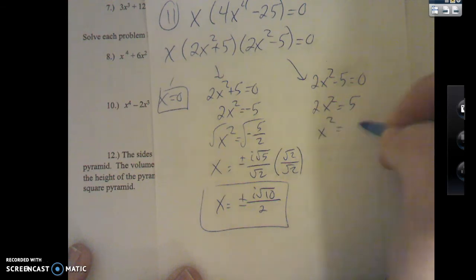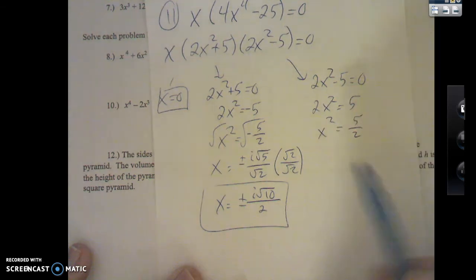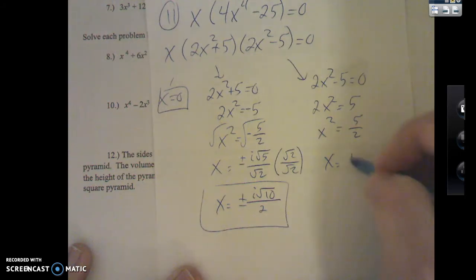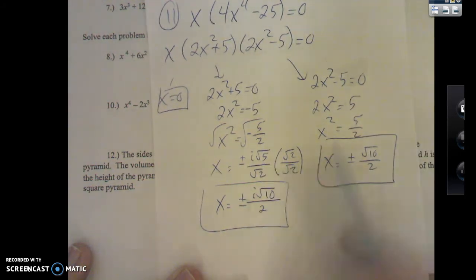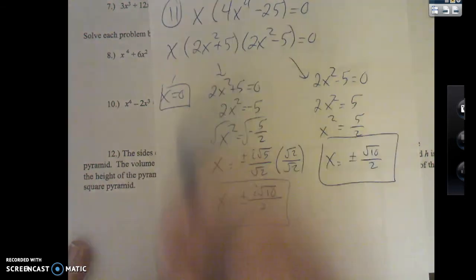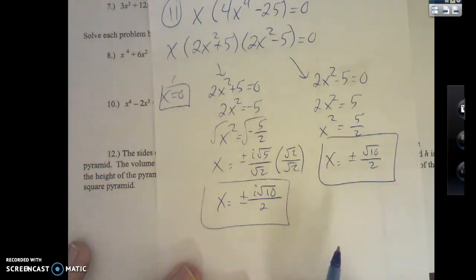The only thing different here is it's positive 5, so it's going to be the same answer as this, but without the i. Plus or minus root 10 over 2. How did I jump that much? Well, I just skipped all the work. Don't reinvent the wheel. There you go. If you need help with this, ask one-on-one. I'll definitely help you guys.